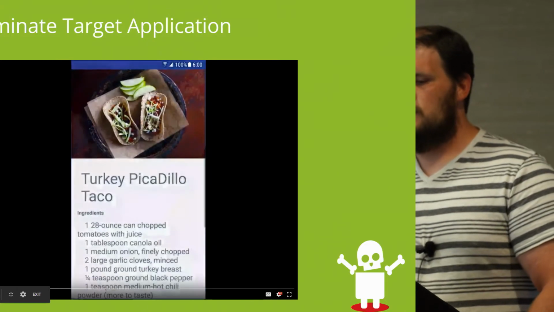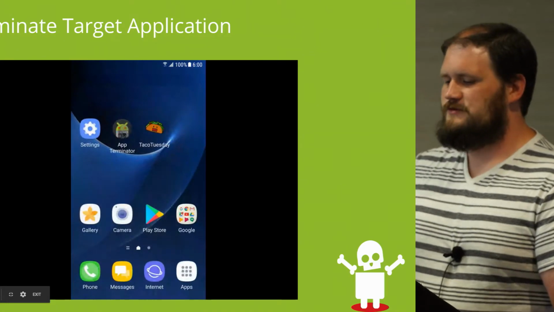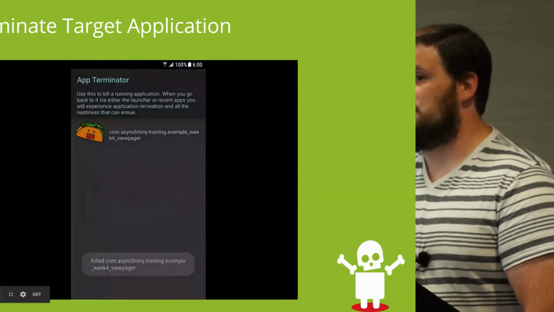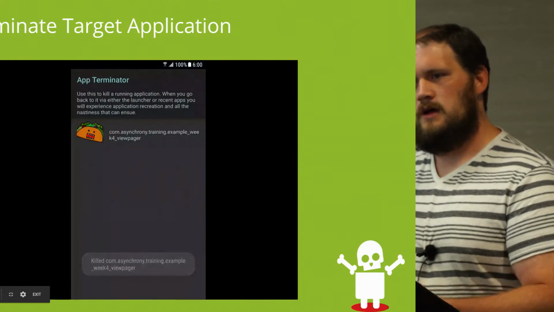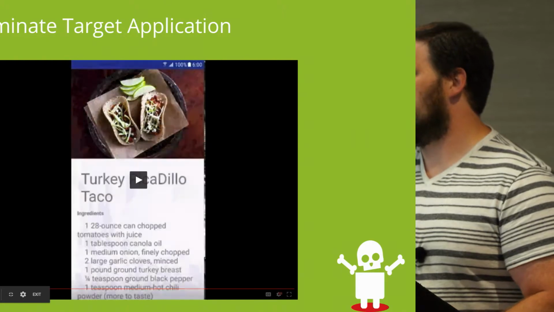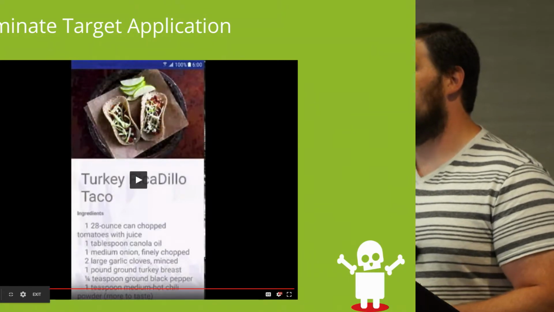So I open my test app, Taco Tuesday, do some user interactions, open App Terminator. It shows only your debuggable applications, so you can quickly find them. And then you click on it, and it terminates it. And when you go back, you're experiencing recovery from process death. So it's a much tighter feedback loop.